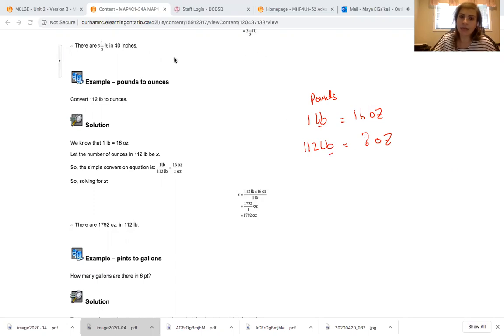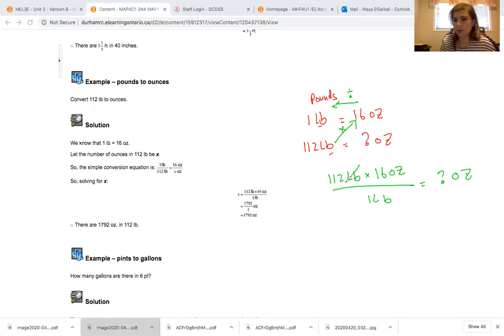Now what I have to do is cross multiply the two numbers that I have. So I'm going to cross multiply the 112 times the 16, and then I'm going to divide by the third unit. So that's going to be 112 pounds times 16 ounces divided by 1 pound, and that equals how many ounces? So you see here, the pound and the pound are going to cancel, and then you're going to have 112 times 16, which is going to be 1,792 ounces.